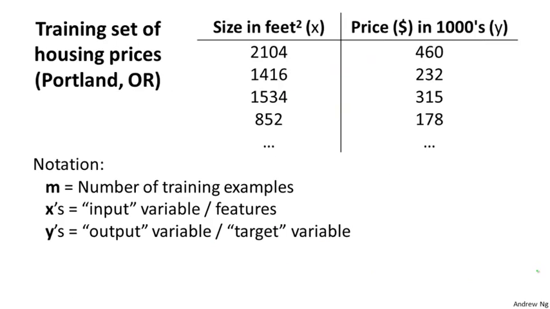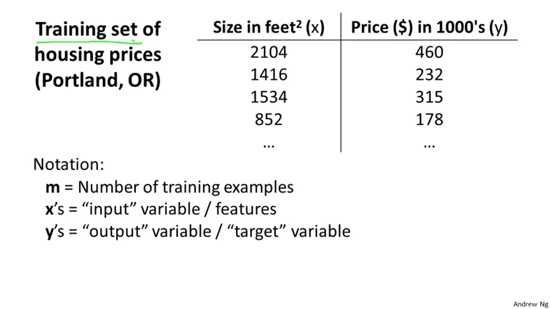More formally, in supervised learning, we have a data set, and this data set is called a training set. So for a housing price example, we have a training set of different housing prices, and our job is to learn from this data how to predict the prices of the houses.